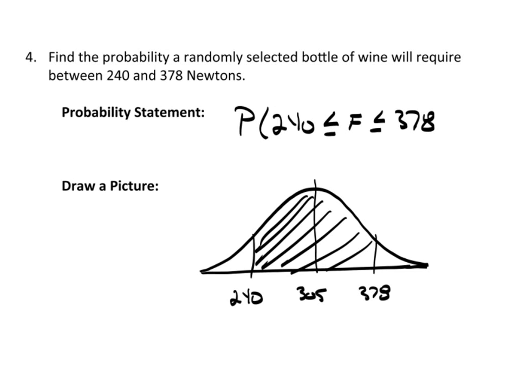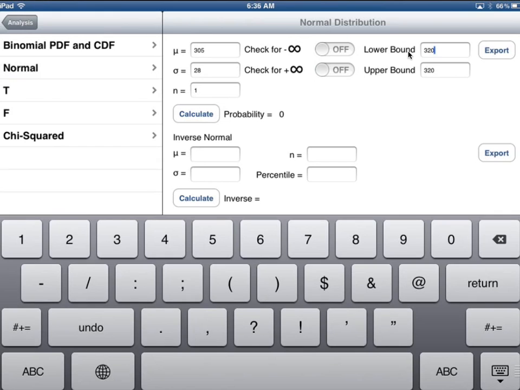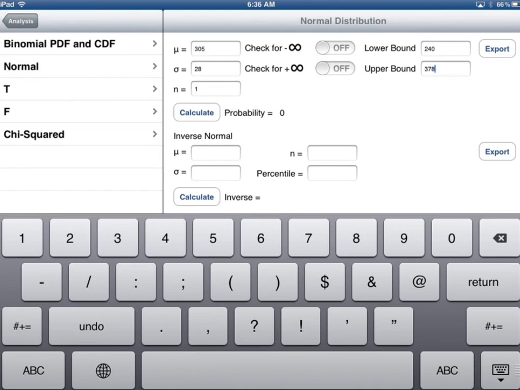So if I go back to TC Stats, I need to make this a 240. And then this one was 378. And again, the mean's 305, standard deviation 28, and I'm talking about a single randomly chosen bottle. So I'll tap on calculate. That probability is 0.9853.